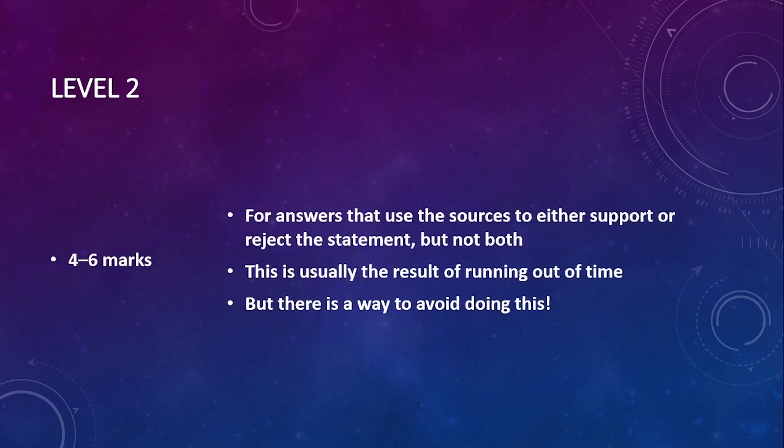Level 2 has a band of 4 to 6 marks and is for answers that use the sources to either support or reject a statement, but not both, at least not adequately. This is usually the result of running out of time. So look, if you're running out of time, get through as many of the sources as you can, covering both arguments, and include explanations. Don't give up. Every mark counts to your overall grade.